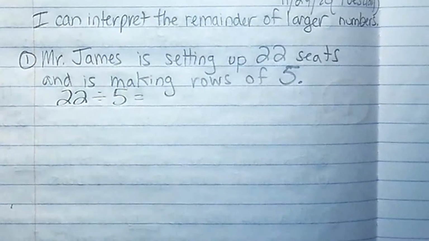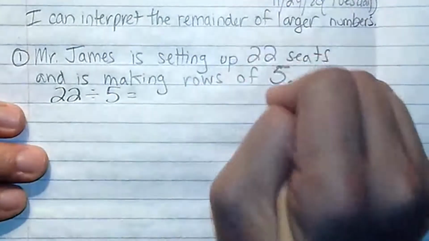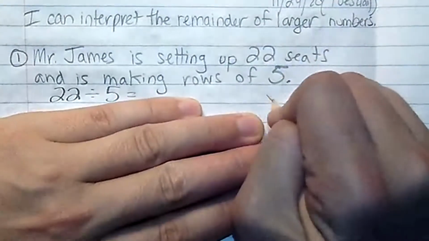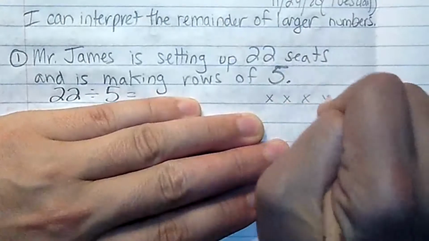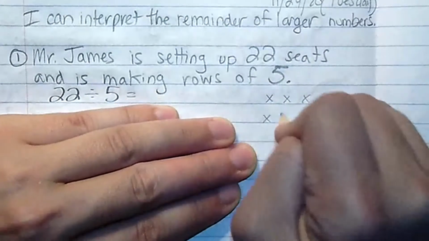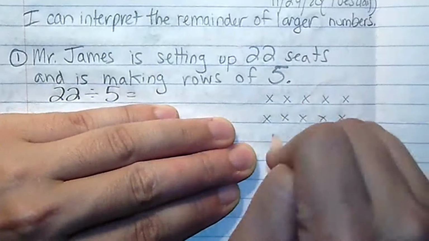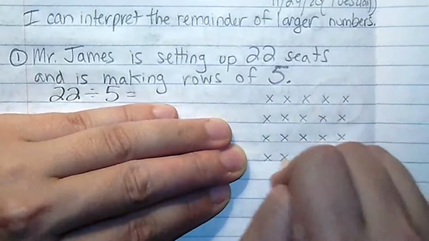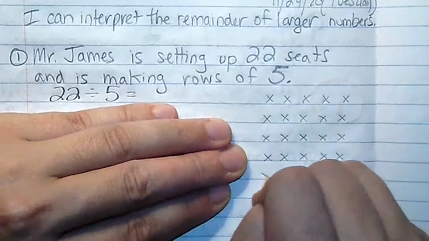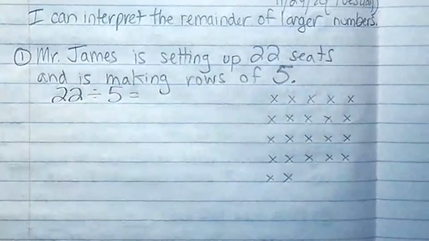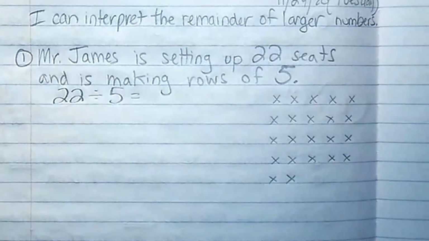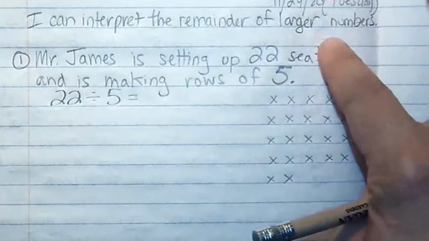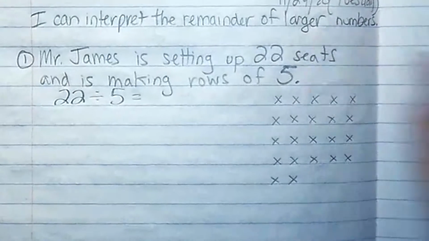So let's draw a picture. I'm going to draw 22. I'm going to make them into rows of 5 because that's what it said. 1, 2, 3, 4, 5, 6, 7, 8, 9, 10, 11, 12, 13, 14, 15, 16, 17, 18, 19, 20, 21, 22. It kind of looks like it could be the awards assembly, right? Miss Villarubia would be standing up here. You guys would be on the sides, walking up to the stage.